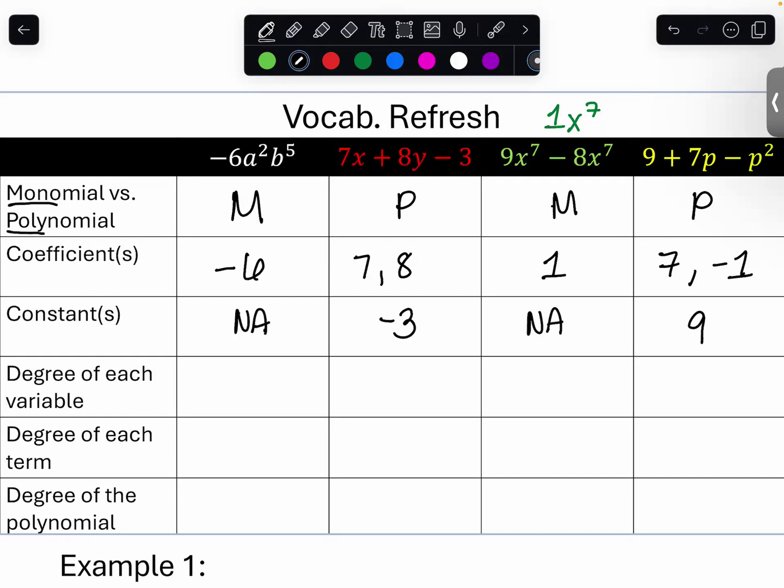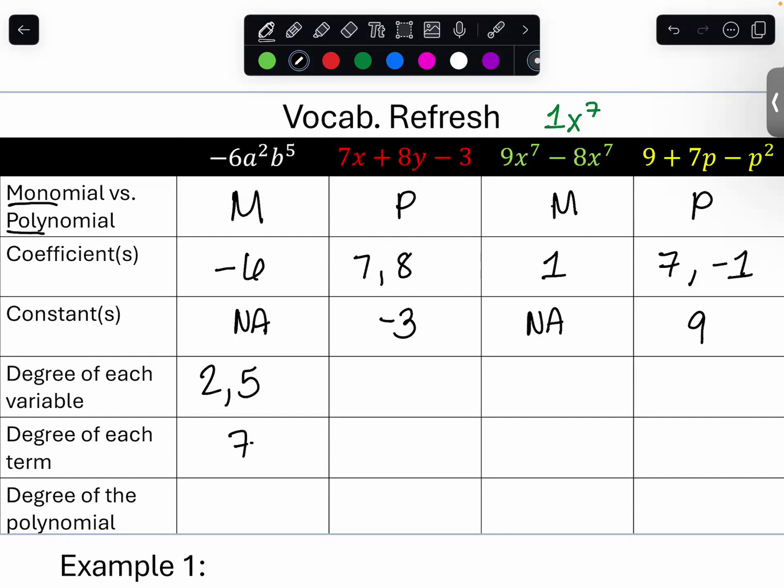Now we want to talk about the degree of each variable versus of each term. The degree of a variable is just the highest exponent of that variable. So for instance, for the a to the second power, the degree of that variable would be 2. And for the b to the fifth, that degree would be 5. But the overall degree of the term, negative 6a squared b to the fifth, a single term that's all being multiplied together, I would add those exponents together and get a total degree of 7.